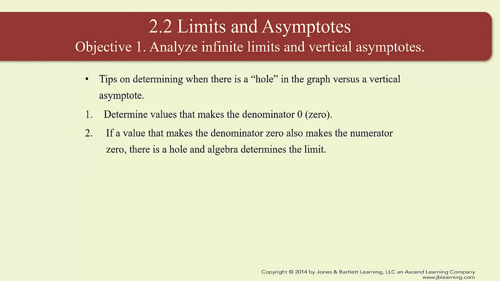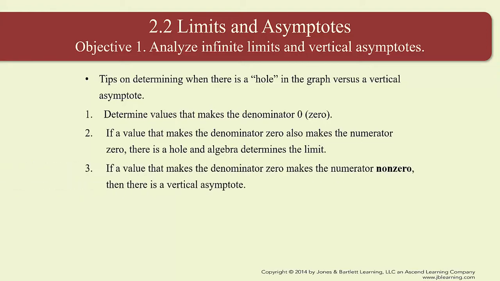So if a value that makes the denominator 0 also makes the numerator 0, in other words, it would be indeterminate form, there is a hole in the graph. And we can use algebra. We've seen how to determine the limit by using algebra. So anything that makes the denominator 0 and also makes the numerator 0 is producing a hole in the graph.